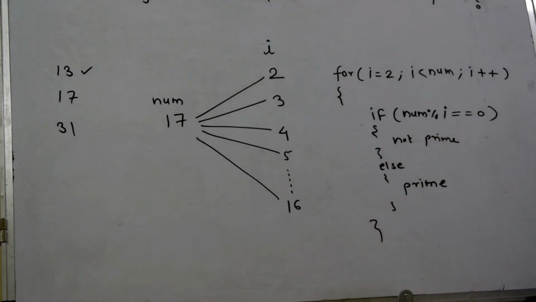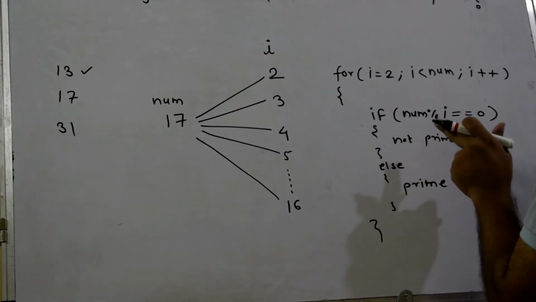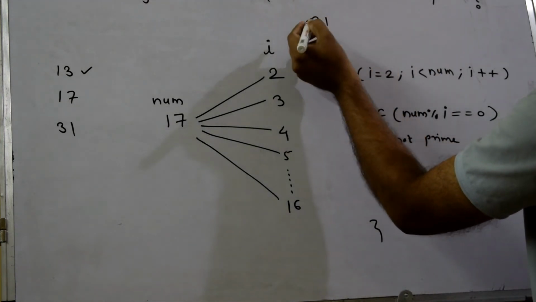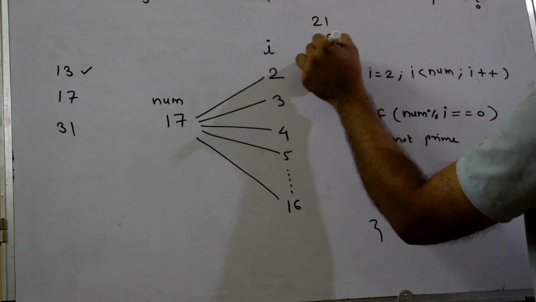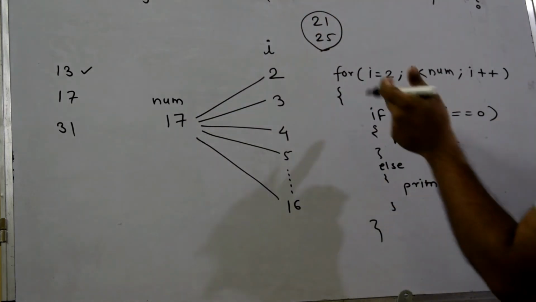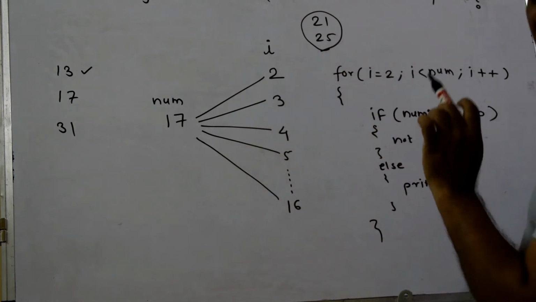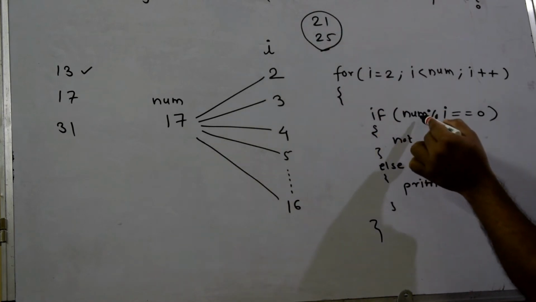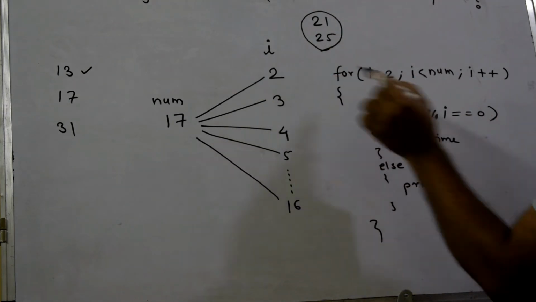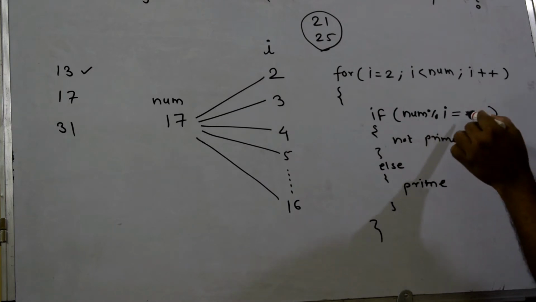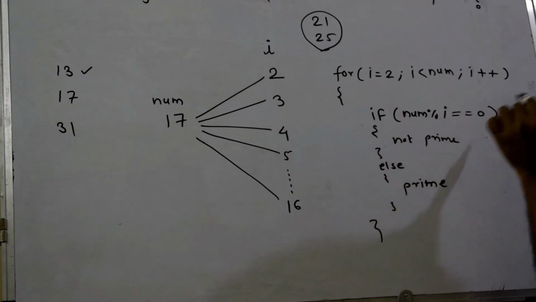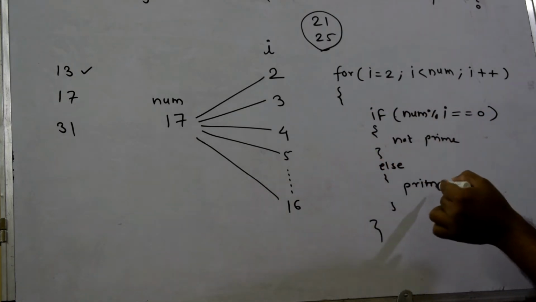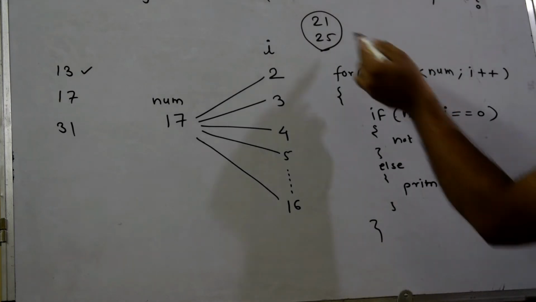But this is not the correct code, because this code will not work for numbers like 21 or maybe 25. These are not prime numbers. They are odd numbers, but they are not prime numbers. So for 21, 21 mod i, where i is initially 2, the remainder is not 0, so the condition will fail. And when the condition fails, it will immediately come to the else part and print it as a prime number, though it is not a prime number.